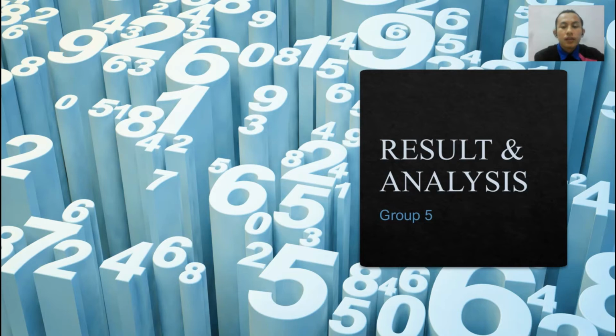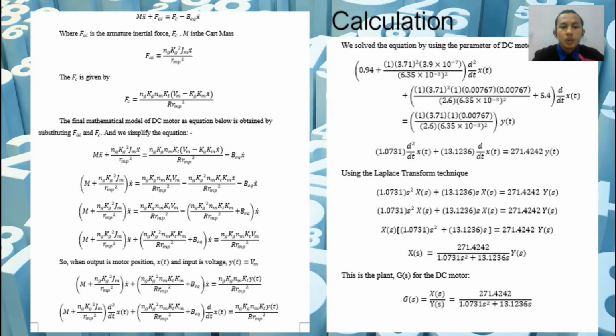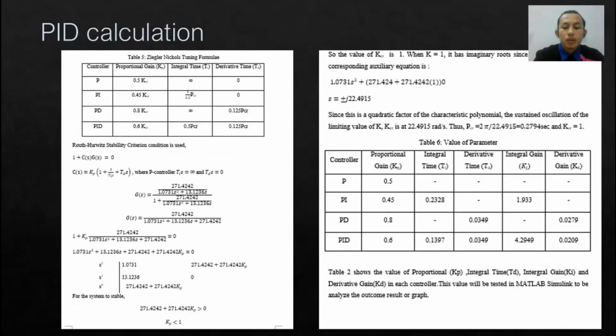I will explain the result and analysis and also the simulation in MATLAB Simulink. First, we need to solve the problem with the given equation. So this is our calculation using the data. The input is voltage Vm, the output is X, the motor position, and lastly we get the transfer function. This is our transfer function, and then we need to control the position of the motor.